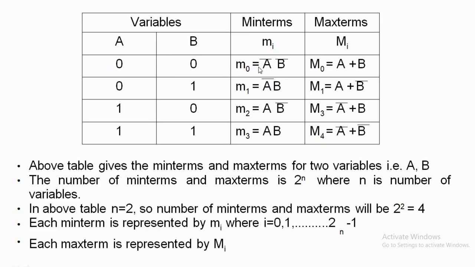So the first, 00, in min terms is represented as m0 is equal to a bar b bar. Likewise, in max terms M0 is equal to a plus b. Likewise you can write m1, m2, m3 for min terms and max terms. Basically remember that min terms are the product terms and max terms are the sum terms. 0 is represented by a bar in min terms and 0 is represented by the variable in max terms.